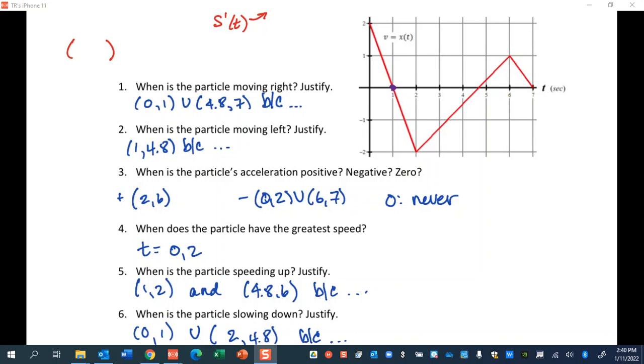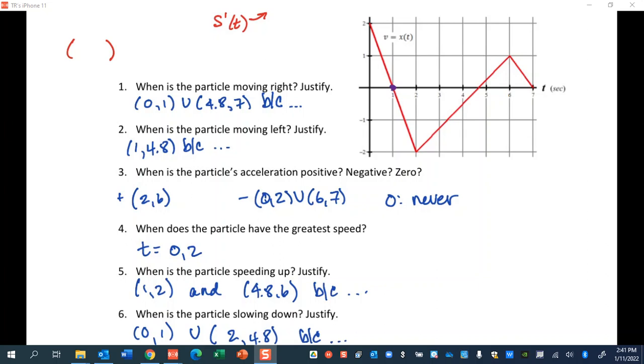So we're not looking at the output values. This is our velocity graph. The graph of the acceleration is going to look like something else. It goes from being negative to positive because we're talking about the slope of these lines. So it's positive from 2 to 6. It's negative from here and here. And I don't ever have any kind of horizontal constant part of the graph, so it's not ever 0.